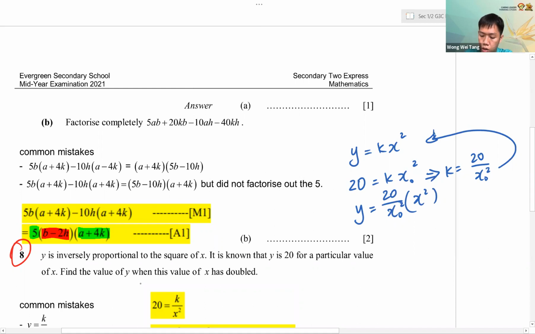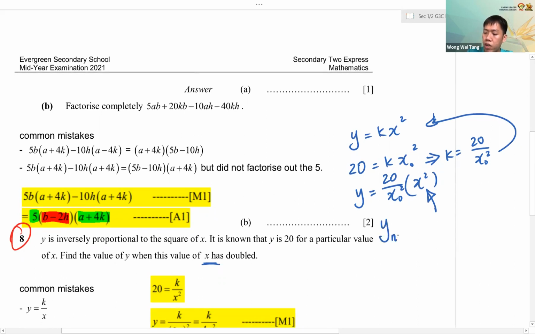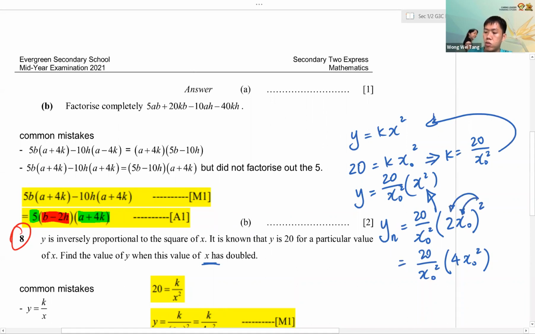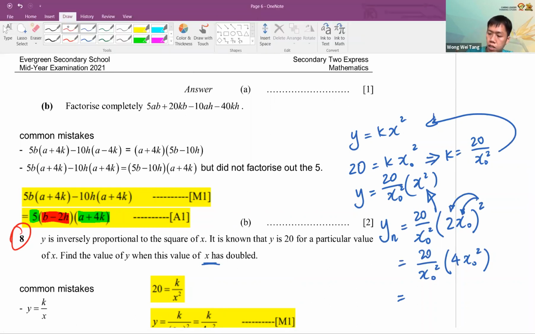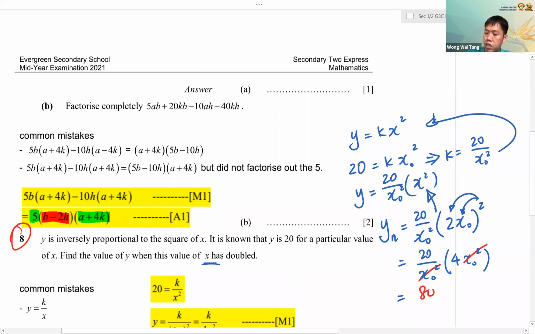Let's see what else they say. Find the value of y when x has doubled. So our new x is going to double from the old value of x. Meaning our new y value will be, copy down your formula, multiplied by 2 times the old x, and we're going to square it. This gives us 20 over x naught squared, and we square this and square this. With that, cancel away your common factor of x naught squared, and we end up with the answer 80.